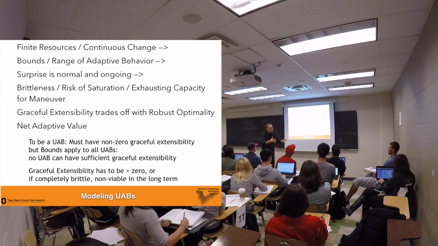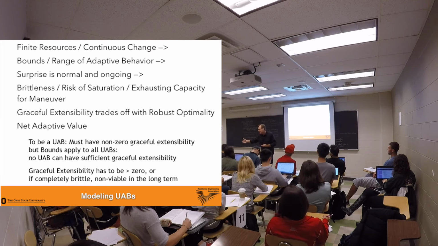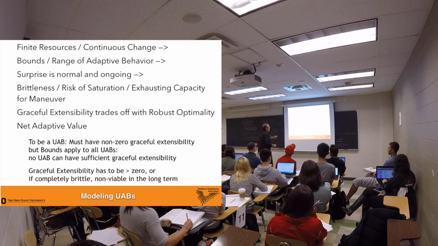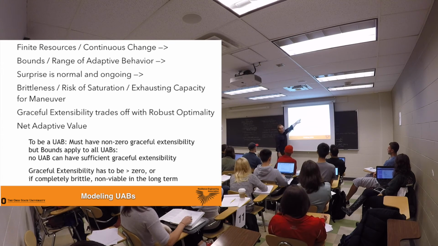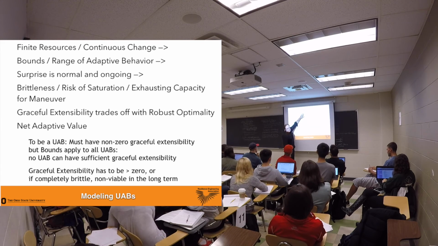I don't care what you do and you move your envelope around, there's still something outside your boundary. It's not empty desert. It's full of dragons. And by the way, it's changing dragons. So brittleness is what happens when you get near the boundaries and you saturate your capacity to respond. Why? Because you have a boundary and surprise is normal.